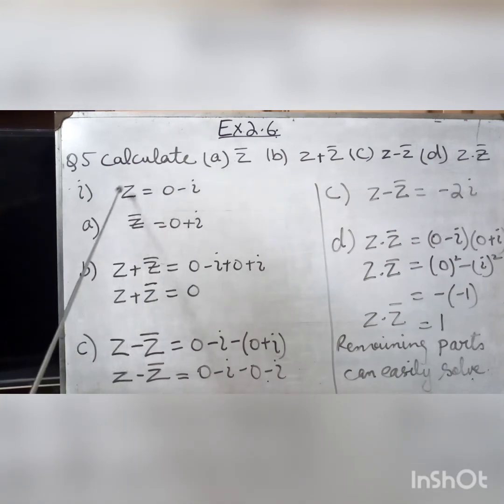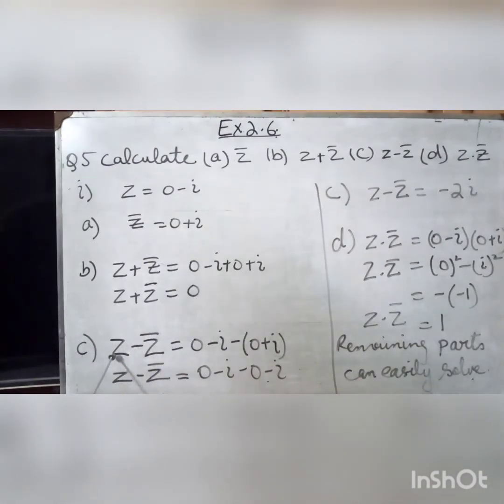In A, z conjugate, take the conjugate of z, that is 0 plus iota. In b, we have to find out z plus z bar, that is 0 minus iota plus 0 plus iota. Cancel minus iota with plus iota, we have the answer 0.